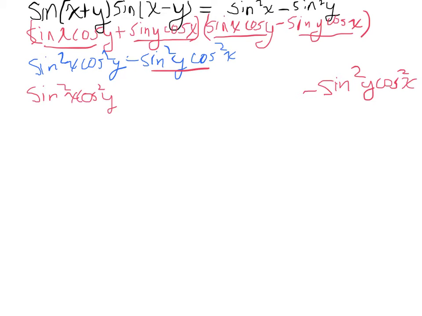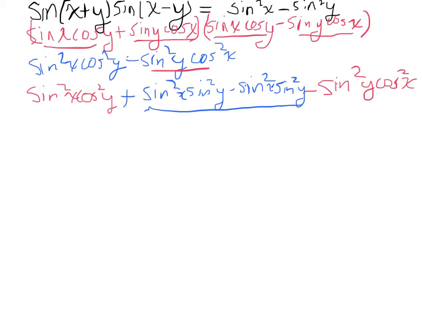And then what we're going to add in the middle is two terms that cancel each other out. So we're going to add plus sine squared x sine squared y minus sine squared x sine squared y. Because this term in the middle here added together is just 0, it doesn't change the expression. But it does allow us to then factor two different parts of this expression.